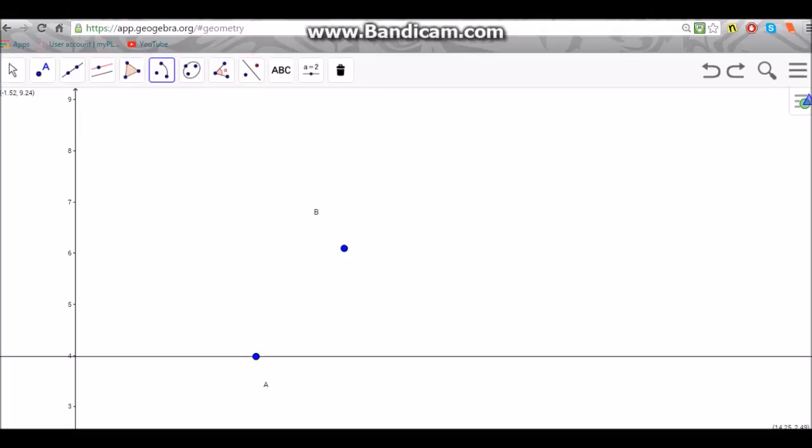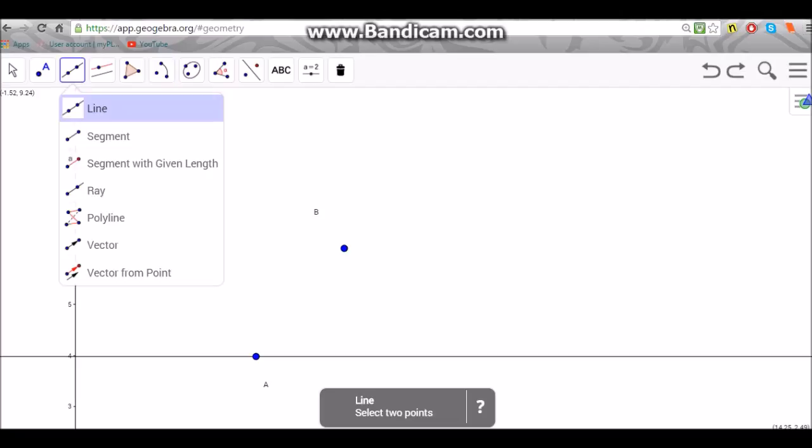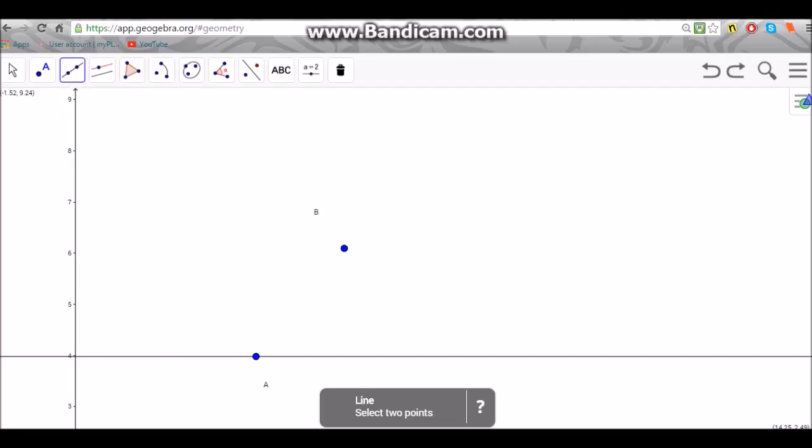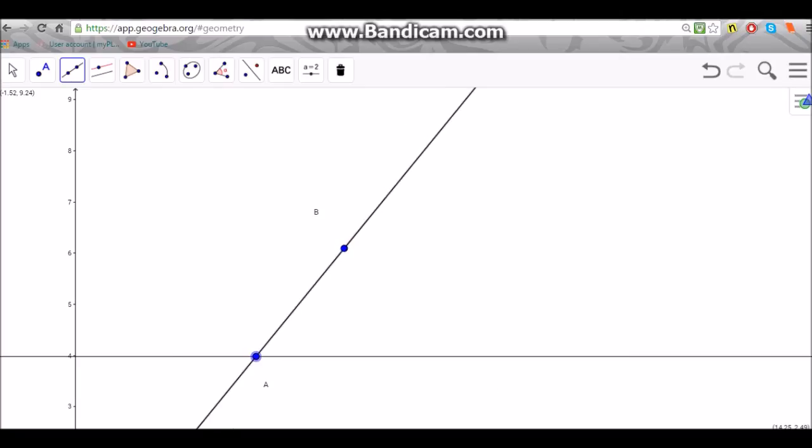Okay, so today we're going to be talking about parallel lines and the relationships that they make when paired with transversals. So the first thing we're going to do is create a set of parallel lines that run through specific points. So we have point A and point B. First, you're going to want to create a line that runs through point A and point B. And so we've created line AB.